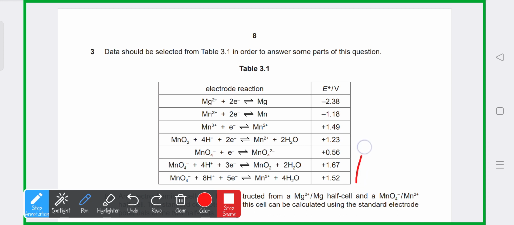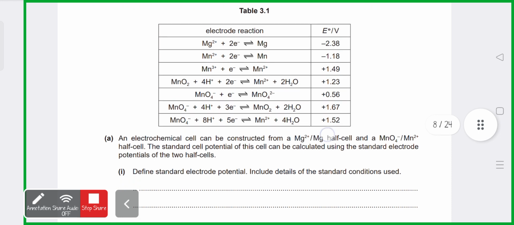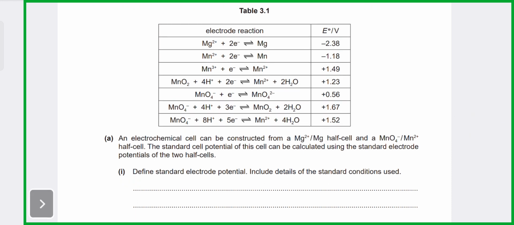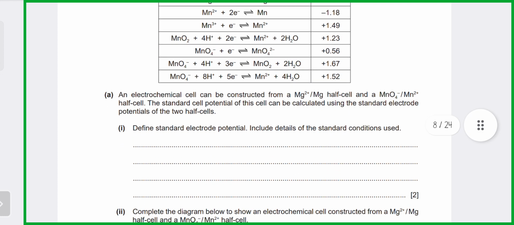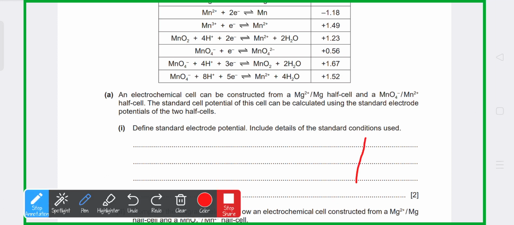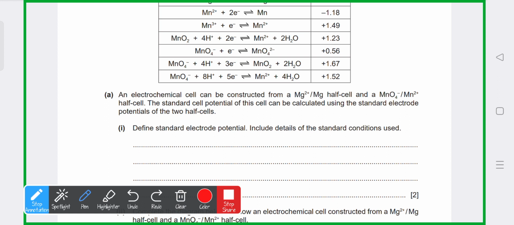In this question they are asking us to write down the standard electrode potential definition. So electrode potential is the potential of any half cell that you get when you compare that half cell with the standard hydrogen electrode. You can say that it is the voltage produced when you compare the half cell with the standard hydrogen electrode. And they have mentioned that you need to include the standard conditions.